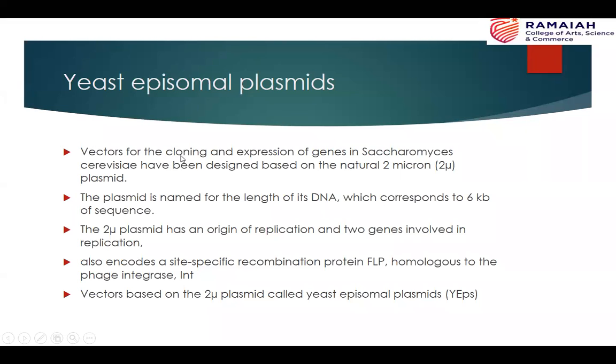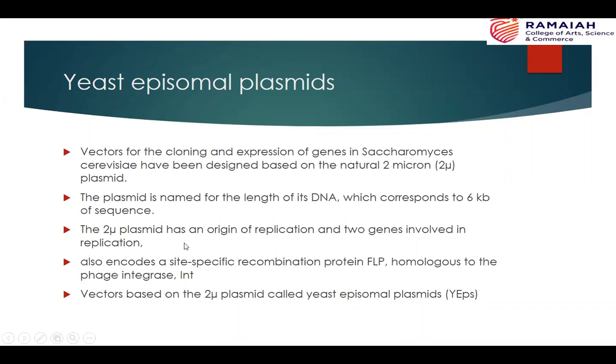So this is the vector for cloning and expression of genes in Saccharomyces cerevisiae, which is designed based on the natural 2-micron plasmid. This yeast episomal plasmid vector had been designed based on the naturally occurring 2-micron plasmid. This 2-micron plasmid is named for its length, because the plasmid length is 2 micron. That's why it's called the 2-micron plasmid. And the size of it is 6 kb.